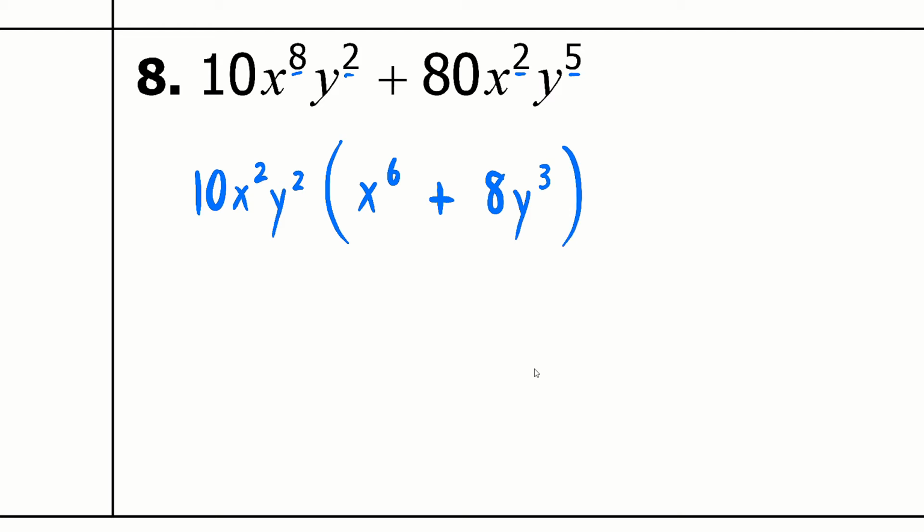Well, those are definitely multiples of 3. So this looks like sum of cubes. Yes, 8 is a perfect cube. So sure enough, this is sum of cubes. So it breaks down into a binomial times a trinomial.